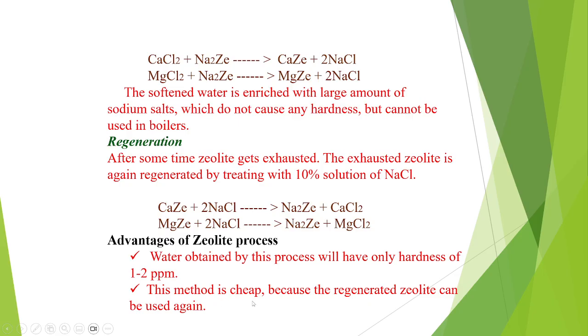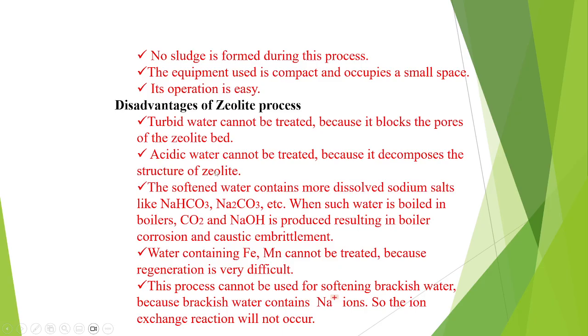This method is also very cheap and economical, so we can use it again and again. But there are many disadvantages in the zeolite process. We cannot treat turbid water, and also we cannot treat acidic water. If turbid water is present, it will block the pores present in the zeolite bed, and acidic water will also damage the zeolite bed.